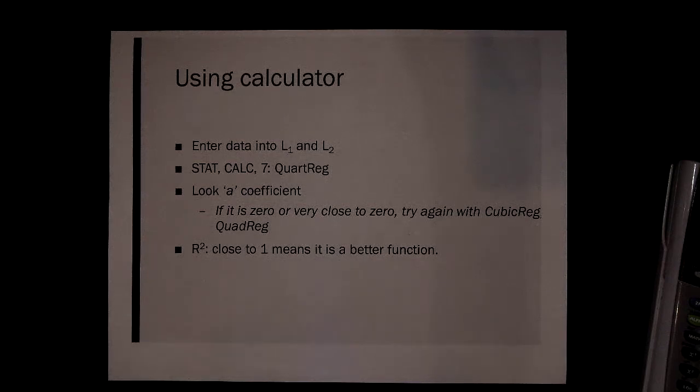Hey guys, Mr. Brown with the last part of the 6.9 lesson, using your calculator to come up with a regression model with polynomials. Now, if you remember Algebra 2, we did linear regression models, we did quadratic regression models, now we're going to do higher order polynomial models.